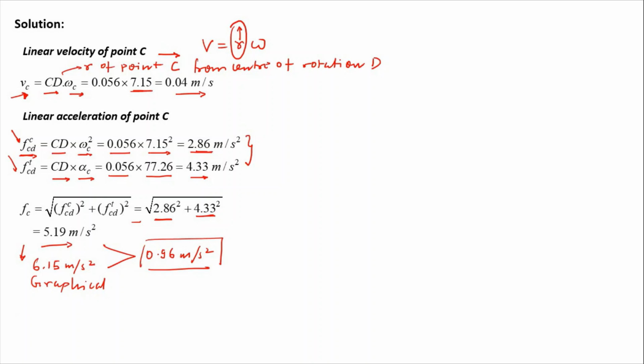Now with this, I would like to conclude this session, and this is the end of the second module of the Kinematics of Machines course.